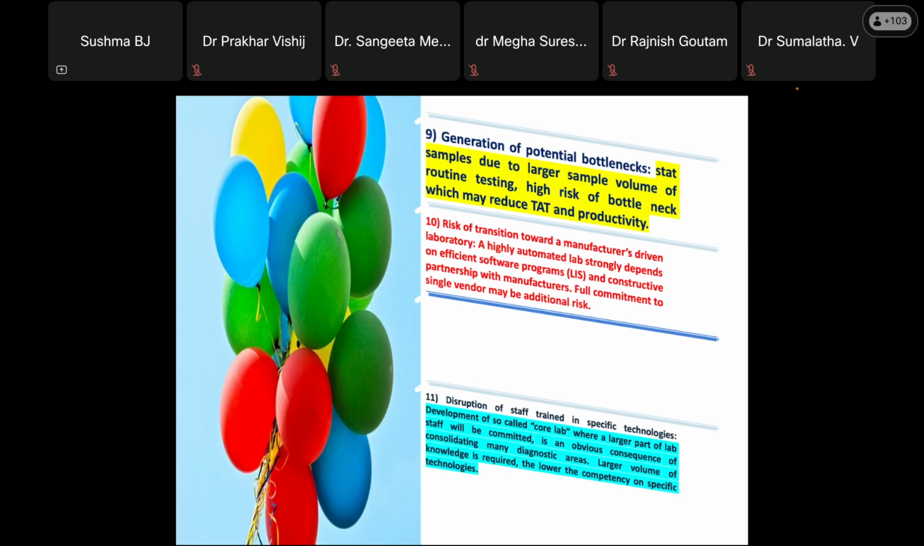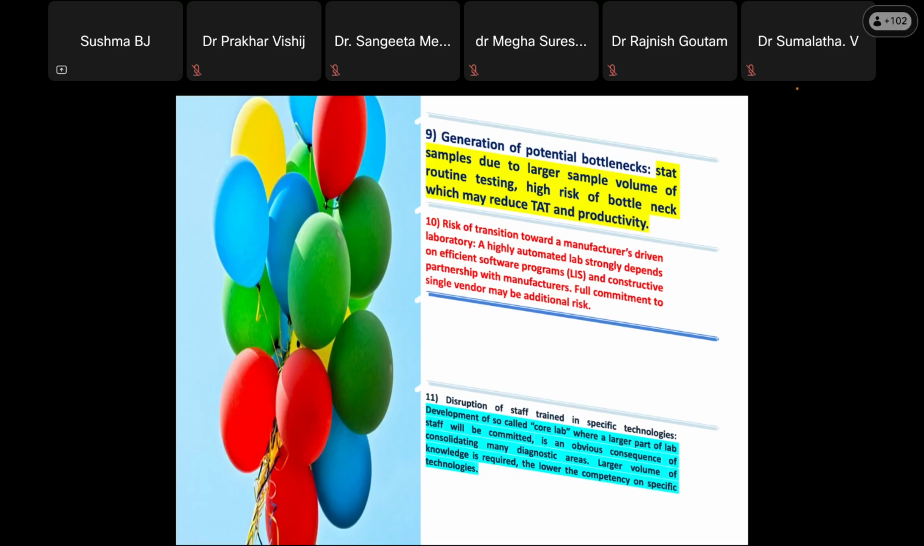And the article which is published in Clinical Chemistry says, as a solution to this problem, that you can use point of care testing; validated and verified POCT would be helpful in such situations. Then the next limitation is the risk of transition towards a manufacturer-driven laboratory. Since it's going to be a closed system, we are going to depend on one single vendor. That may be an additional risk, because highly automated systems strongly depend on efficient software programs and constructive partnership with the manufacturers.